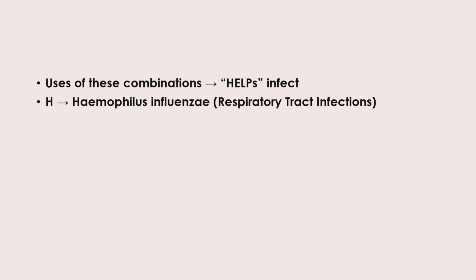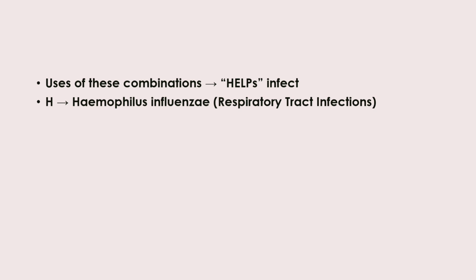Uses of these combinations, especially the broad spectrum antibiotics amoxicillin and ampicillin, are in the HELPS infections. HELPS here is an acronym, and it can be defined as follows. These penicillins are used to treat Haemophilus influenzae that mainly causes respiratory tract infections. It means we can use amoxicillin and such types of penicillins in respiratory tract infections, such as in tonsils or in upper respiratory tract infections. We can use the amoxicillin.